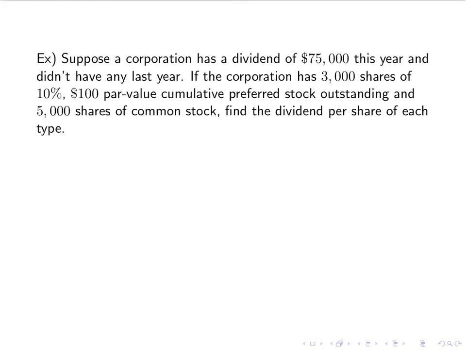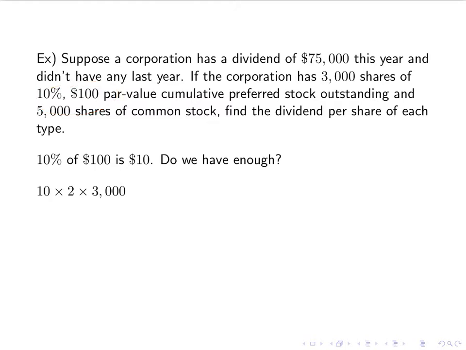So let's try another one. Suppose a corporation has a dividend of $75,000 this year and didn't have any last year. If the corporation has 3,000 shares of 10% $100 par value cumulative preferred stock outstanding and 5,000 shares of common stock, find the dividend per share of each type. So again, we start with what's 10% of 100? $10. Do we have enough? So we multiply the $10 by 2, last year and this year, and then the 3,000 shares that we have. So the corporation needs 60,000 to pay out the cumulative preferred shareholders. It has 75, so we do have enough.